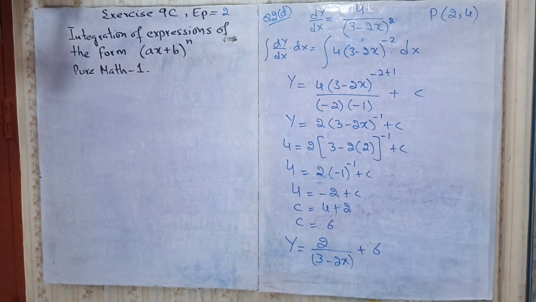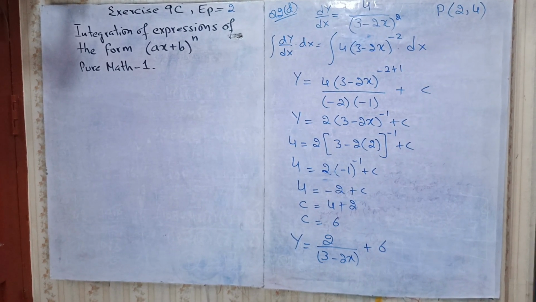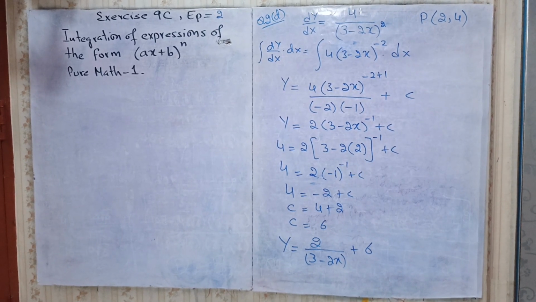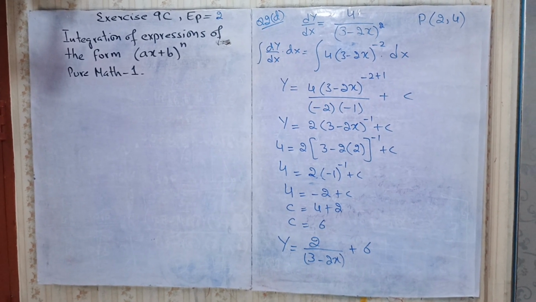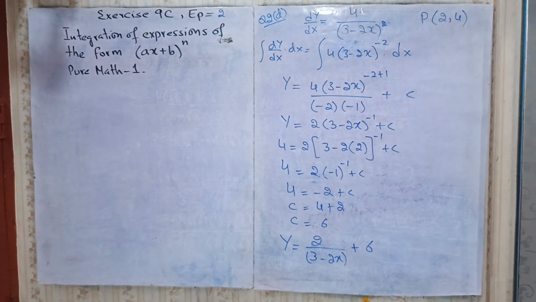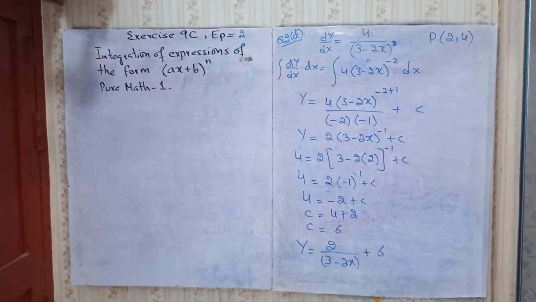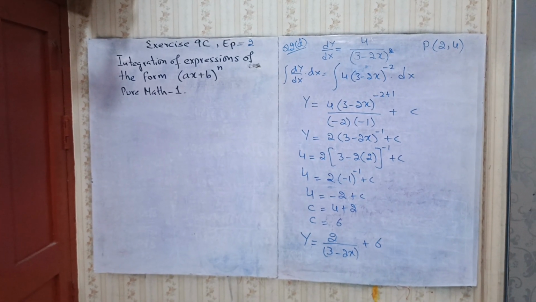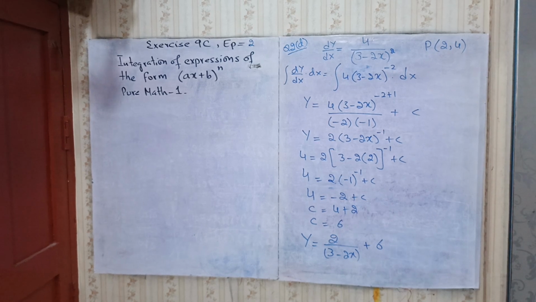So now the equation of the curve will be y equals 2 divided by (3 minus 2x), and the value of the c is plus 6. So y equals 2 divided by (3 minus 2x) plus 6. So my dear students, this is how you will do this. So question number 2, its D part. Let me show you the answer.